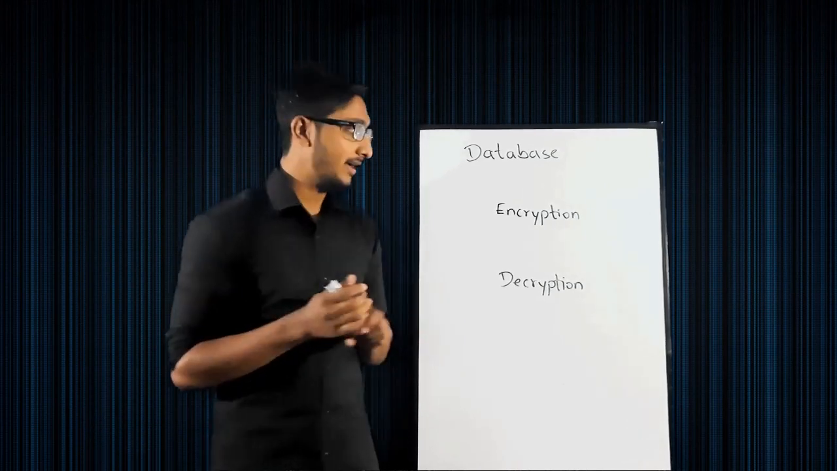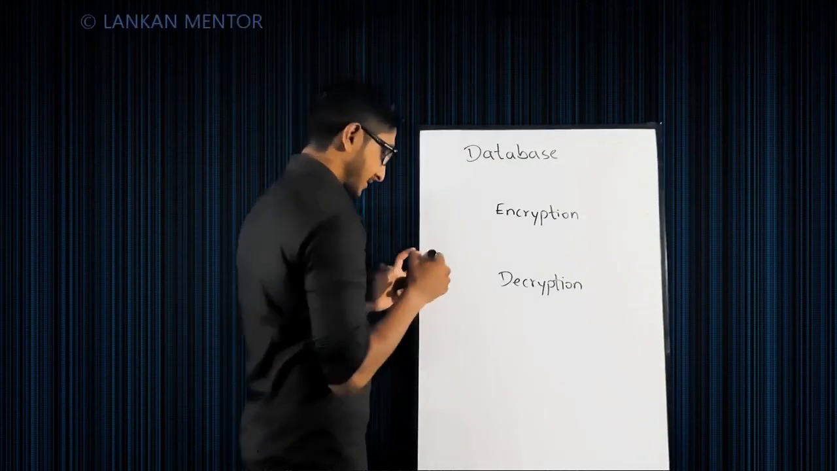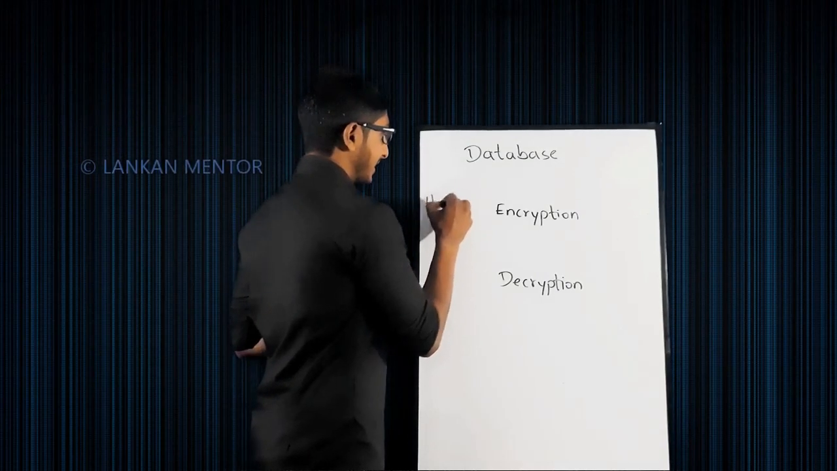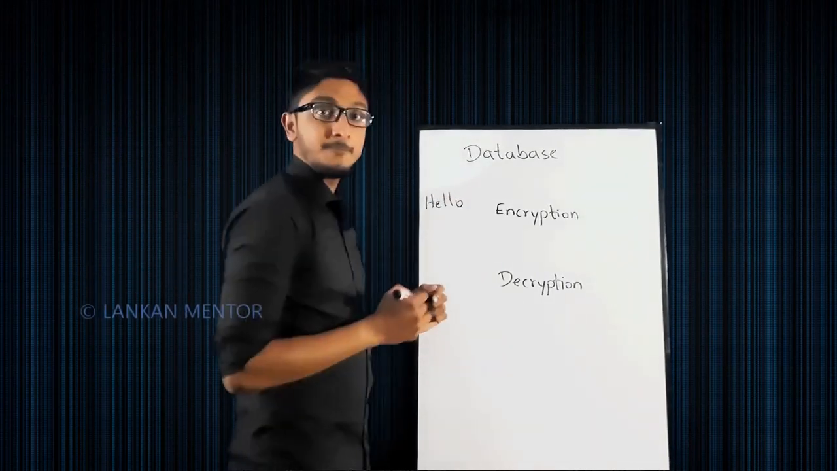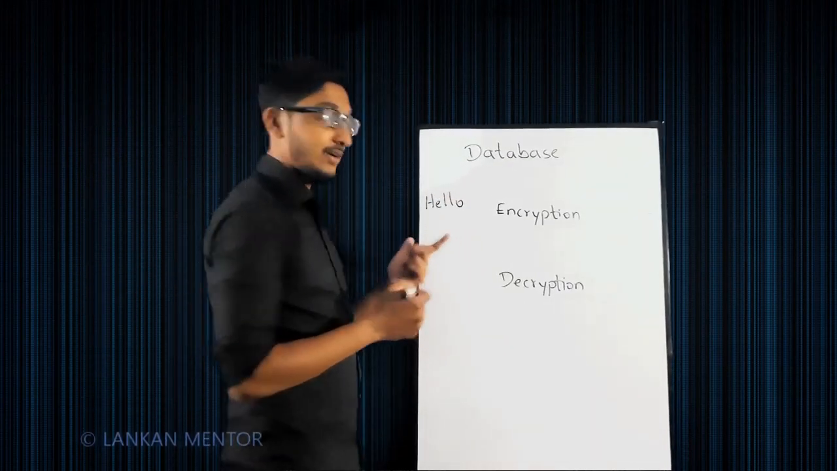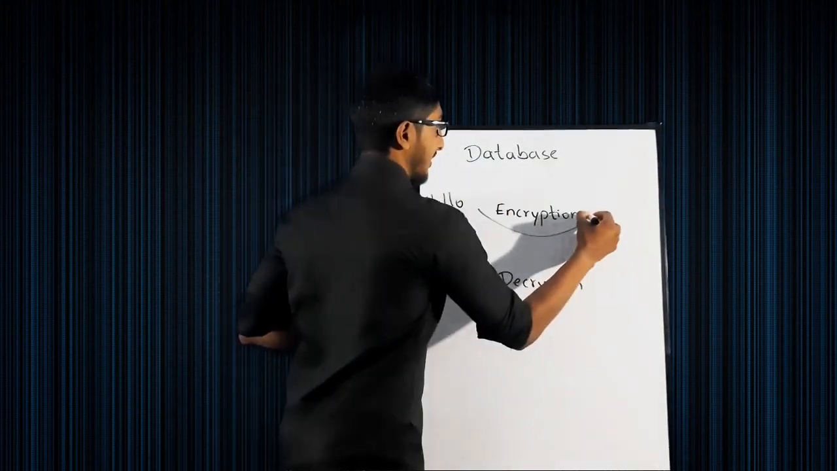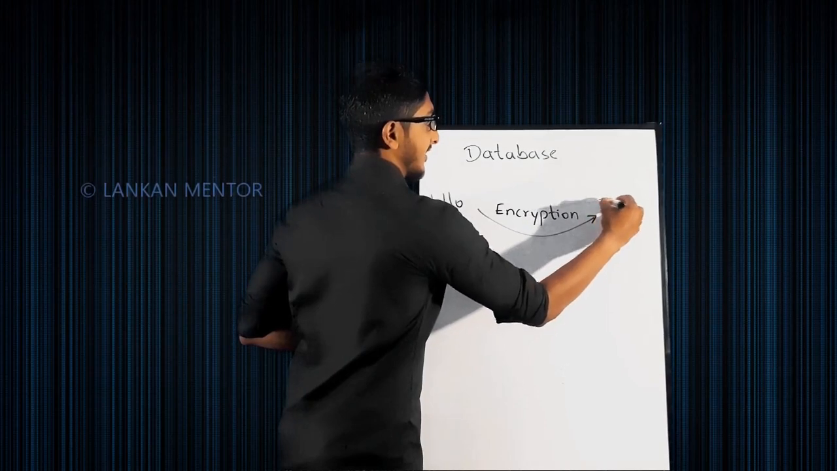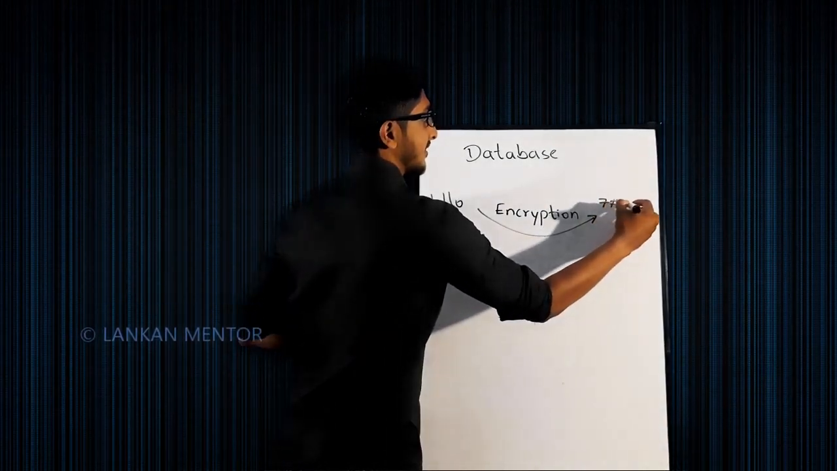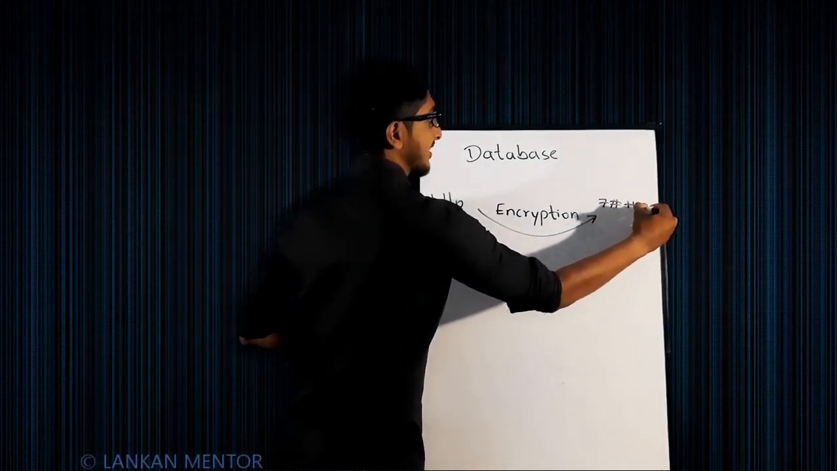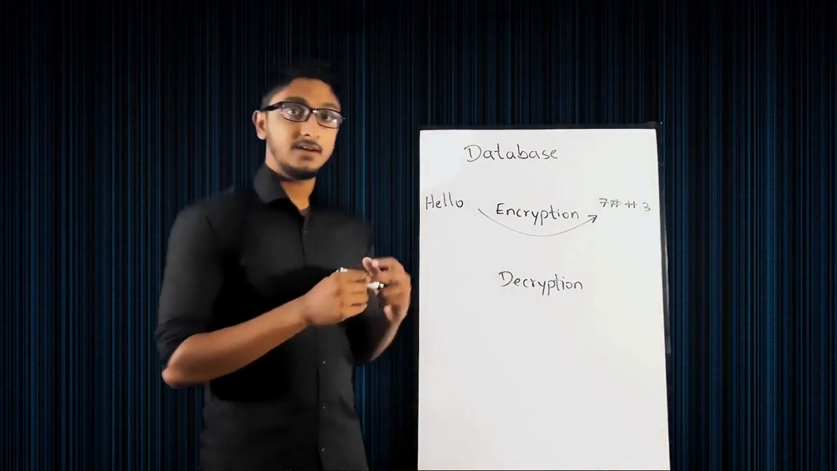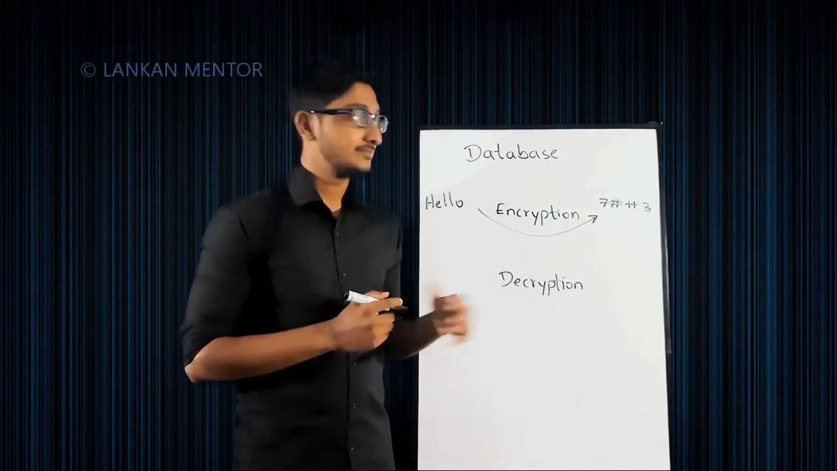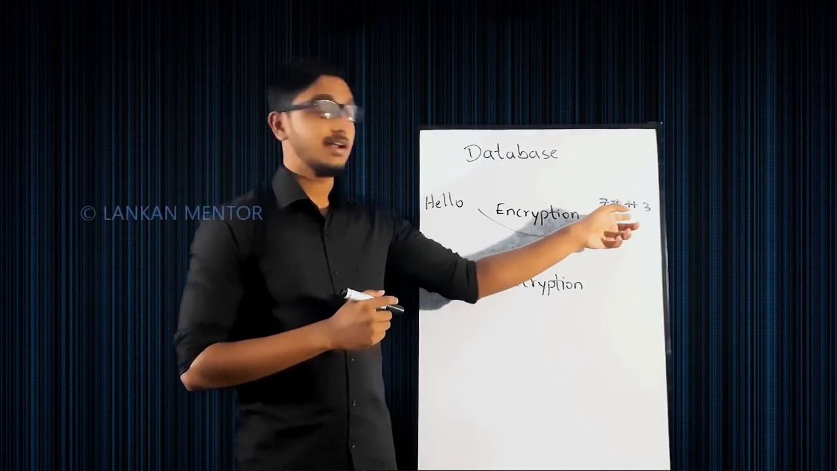For example, I'll tell you a practical example. Let's say I have the word hello here. If I encrypt hello, let's say hello will become like this: 7 hash plus 3. Can you read anything? Can you read this? This is encrypted.